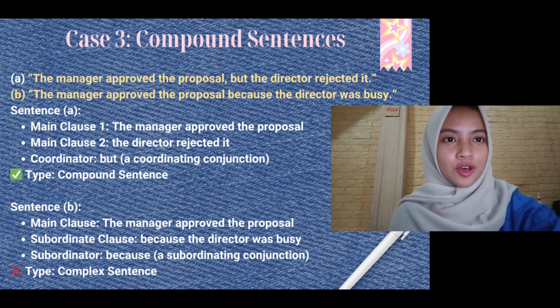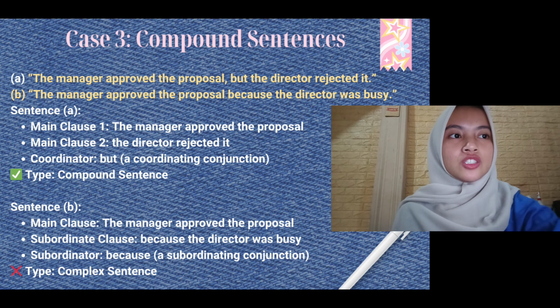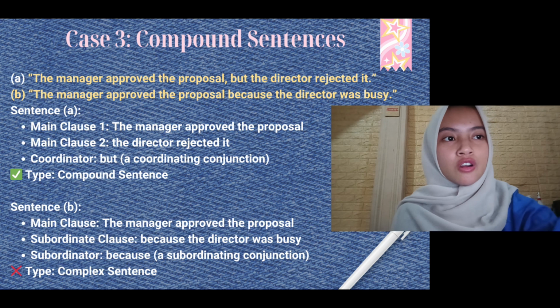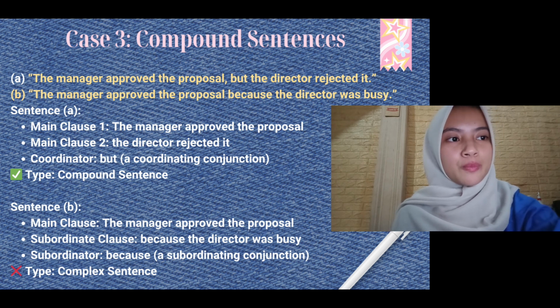The last case is compound sentences. Let's differentiate compound and complex sentences. A compound sentence joins two independent clauses with a coordinating conjunction. For example: "The manager approved the proposal, but the director rejected it." A complex sentence, on the other hand, combines a main clause and a subordinate clause. For instance: "The manager approved the proposal because the director was busy."